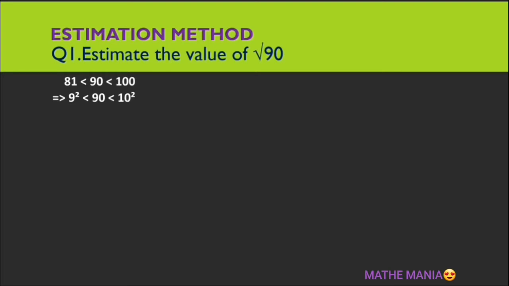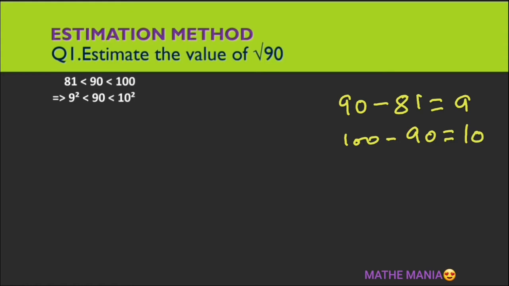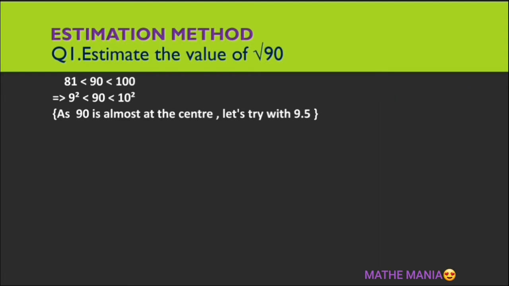So to estimate the value of root 90, we can take any number between 9 and 10. Now a trick which you can apply here is to find out which is closer to 90, 81 or 100. You can easily find this by calculating the difference between 81 and 90 and 90 and 100. So what do you observe? 90 is almost at the center of the two numbers. So we can take the number 9.5. We'll find 9.5 square, which comes out to be 90.25.